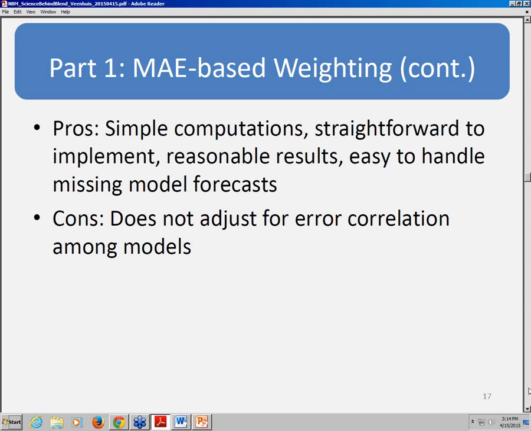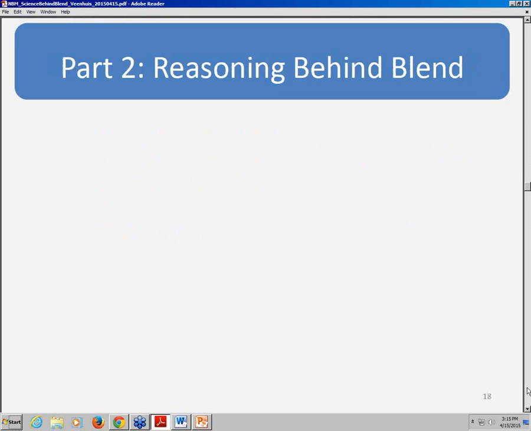One drawback is that it's fairly simple, so it does not account for the error correlation among models. If you're using a more sophisticated technique, you could do this. My point here is that you may be able to get slightly better scores, slightly lower mean absolute errors, using a more complicated technique. But again, that makes it more difficult to implement on a national scale.